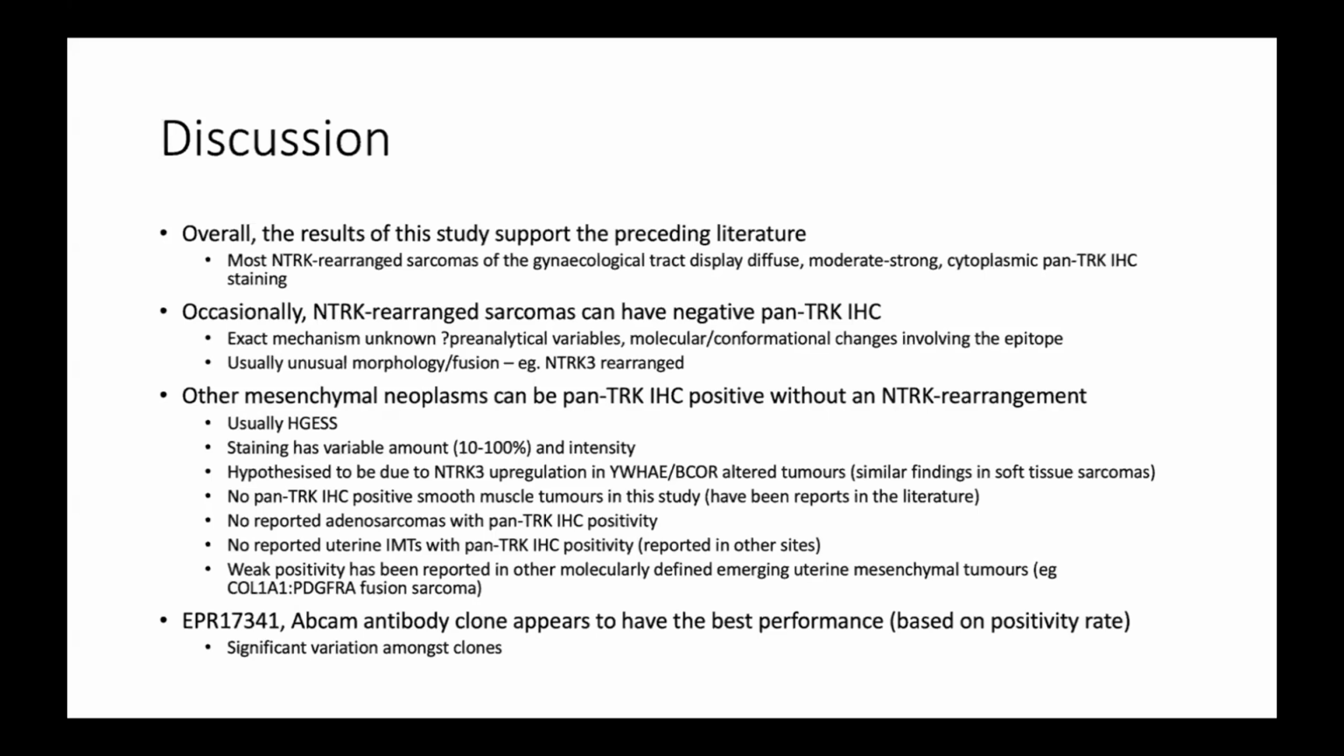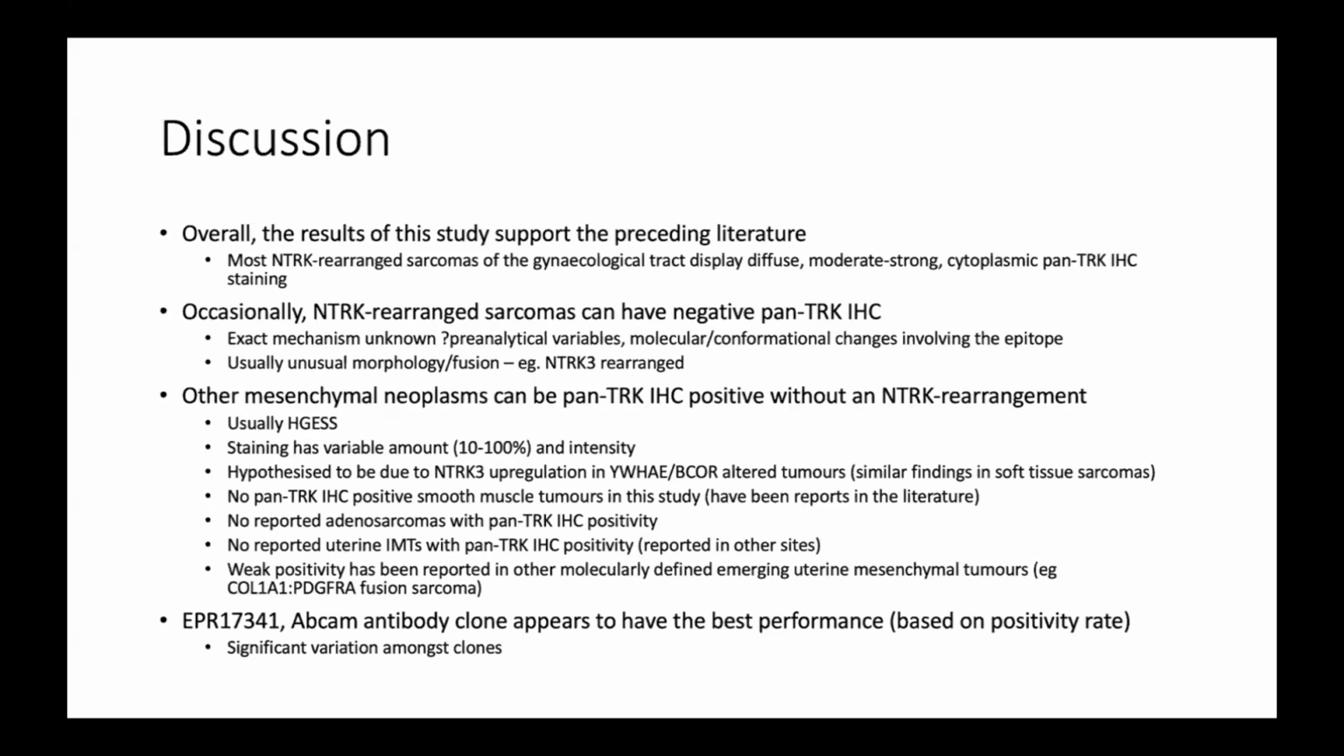It's thought that there might be pre-analytical variables that cause a conformational change in the epitope that the IHC antibody would bind to, which stops it binding. They're normally associated with tumours that have either unusual morphology or an unusual fusion. For example, NTRK3 rearranged tumours can often show this phenomenon, and that was the case in this study. The other thing is that other mesenchymal neoplasms can be pan-Trk IHC positive even though they don't have an NTRK rearrangement. Normally, it's high-grade endometrial stromal sarcomas, which can have a variable amount and intensity of staining.